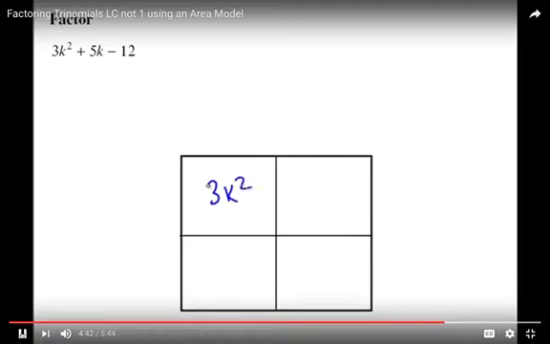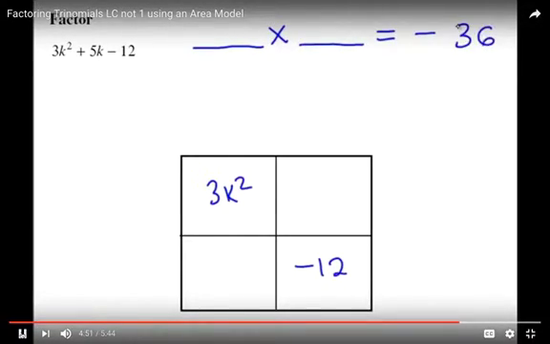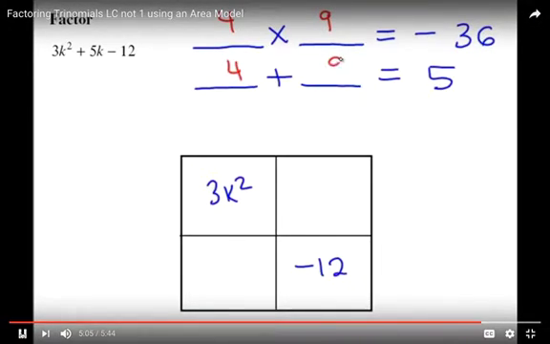So here we have 3k squared, here we have negative 12. The product of the two coefficients is negative 36. So we're looking for two numbers that multiply to negative 36. And they have to add up to 5 because those two missing rectangles contain 5k. So they have to add up to 5k. So two numbers that multiply to negative 36 and add to 5. You have to search for them. Once you search for the products of 36, you'll find 4 and 9 work, as long as one of them is negative. In this case, it has to be negative 4. So we have negative 4k, 9k.